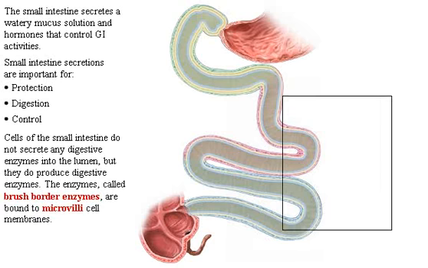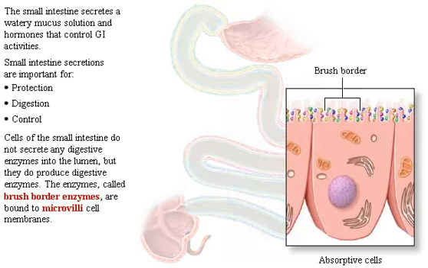Cells of the small intestine do not secrete any digestive enzymes into the lumen, but they do produce digestive enzymes. These enzymes, called brush border enzymes, are bound to microvilli cell membranes. We have already encountered the brush border enzyme enterokinase, which activates trypsinogen. Click Control to continue.